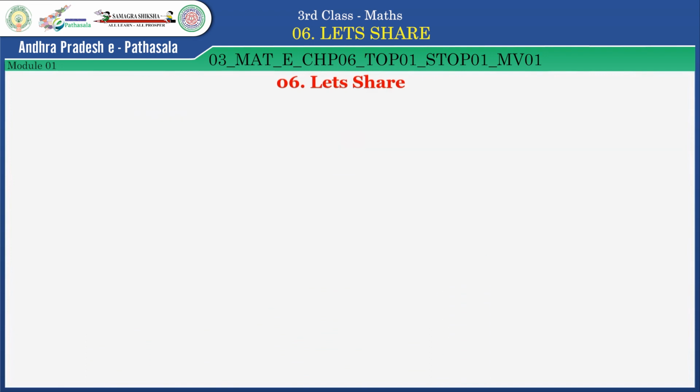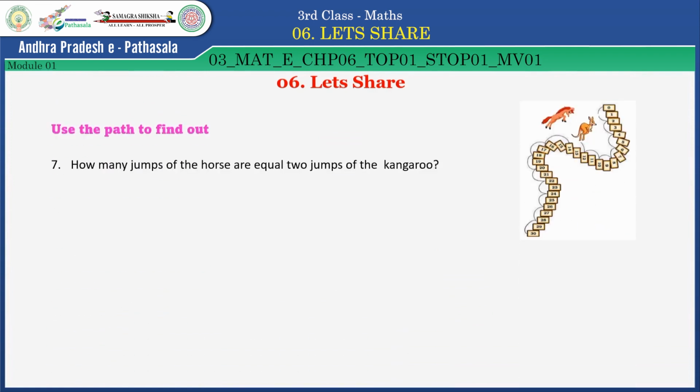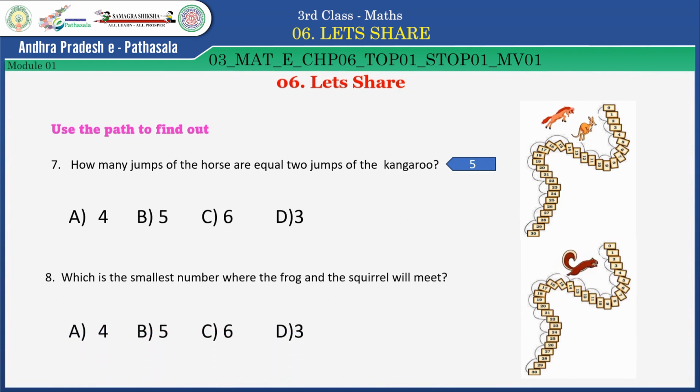The seventh question is, how many jumps of the horse are equal to the jumps of the kangaroo? Option A is 4, option B is 5, option C is 6, and option D is 3. The answer is option B, 5. And the eighth question is, what is the smallest number at which the frog and the squirrel will meet? A 4, B 5, C 6, and D 3. The answer is 2.